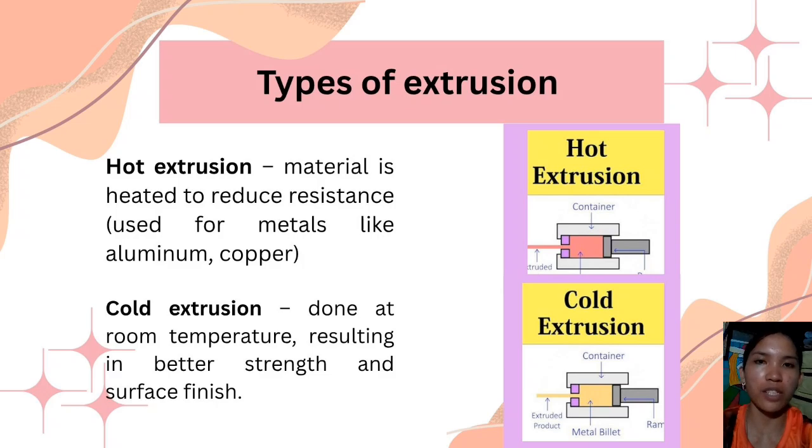So here are the differences between the two types, hot and cold extrusion. Hot extrusion is performed at high temperatures above the material's recrystallization point to soften it, while on the other hand, cold extrusion is performed at or near room temperature only.